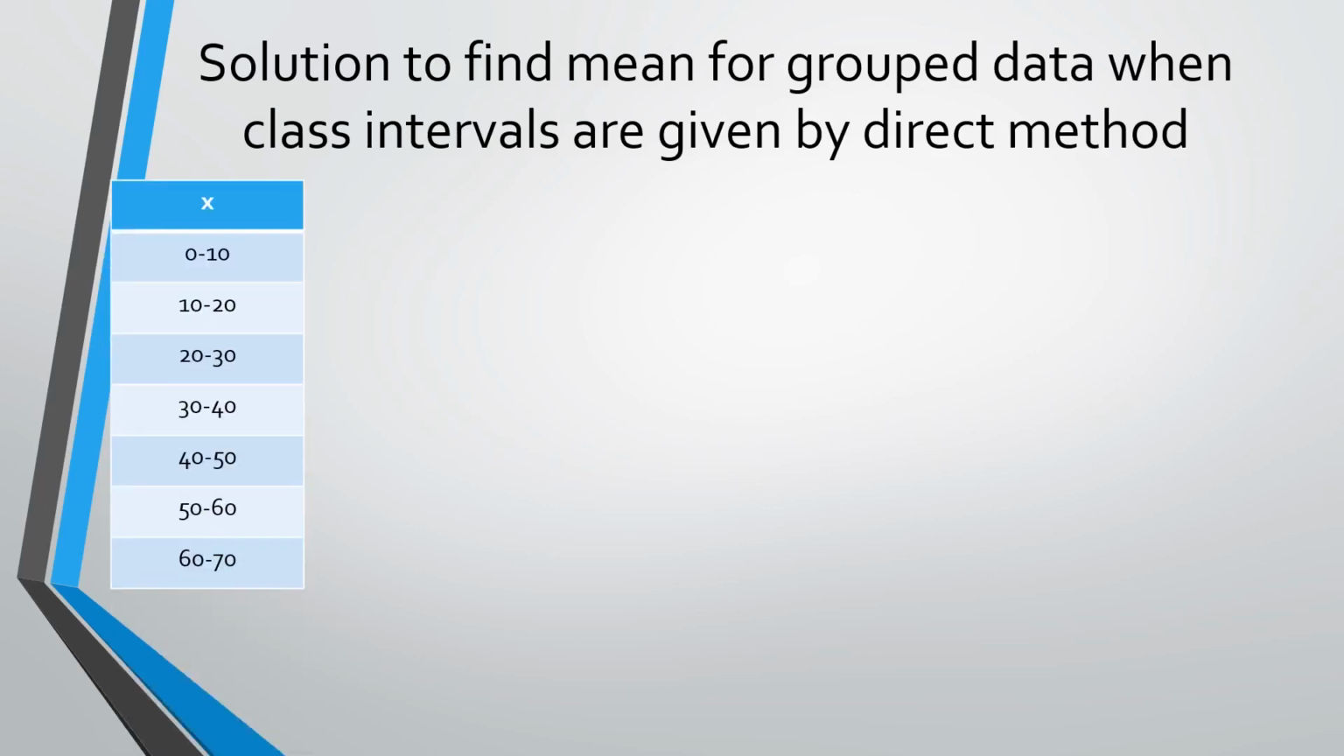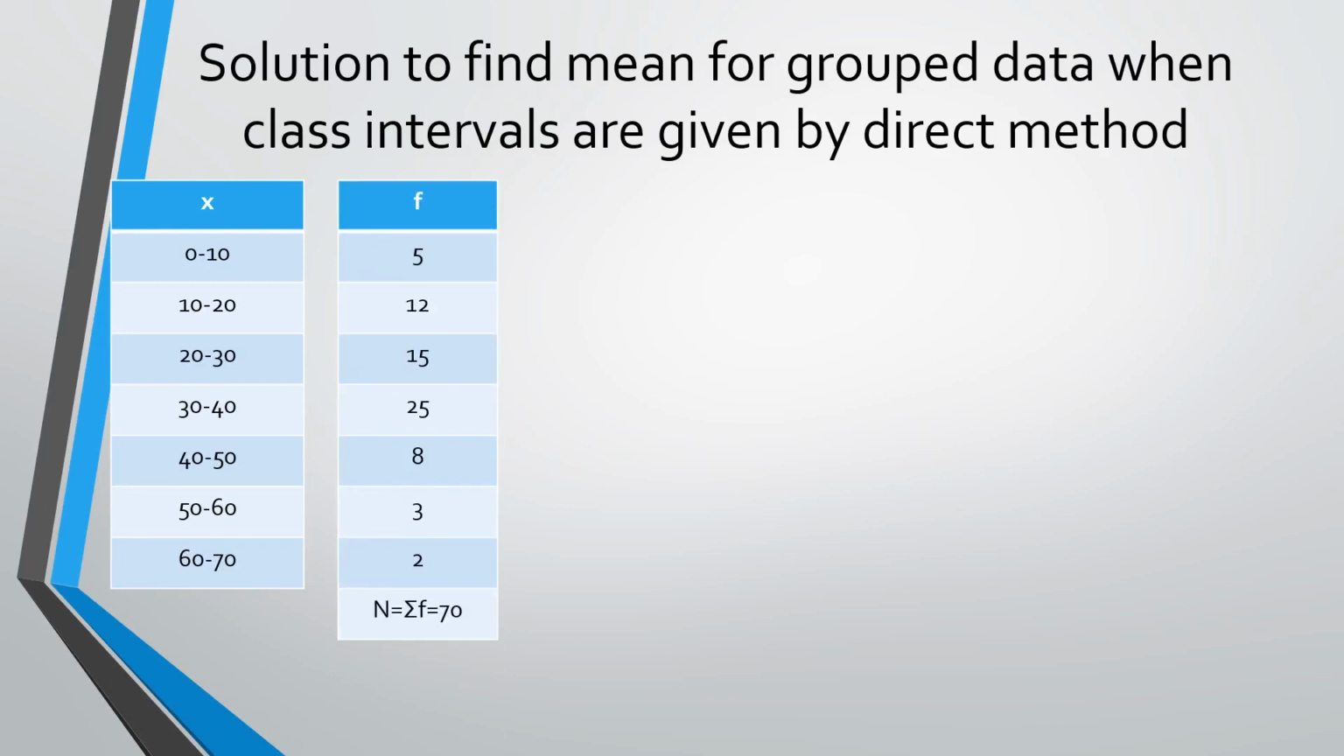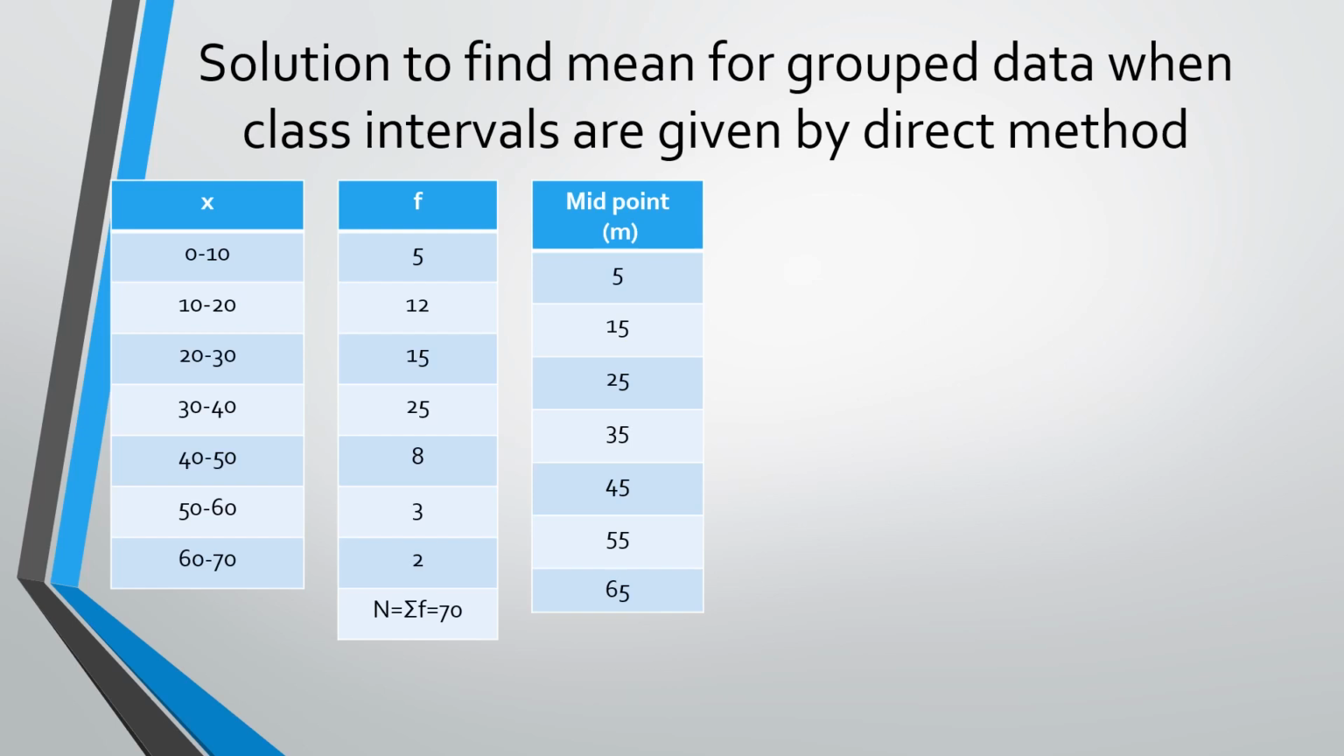So the first column is the x values which have been given, the next is the f values which have been given in the question. Then you need to find the sum of f, that is N is equal to summation of f is equal to 70. Then you need to find the midpoint. So the midpoint is nothing but whatever the class interval has been given, this has to be divided by 2, that is the lower bound plus upper bound divided by 2.